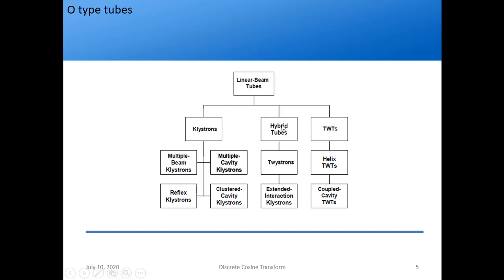Apart from this, we also have hybrid tubes. They are twistrons. If you see, this is a combination of a klystron and a TWT. We also have extended interaction klystrons. Again, these are not in the syllabus, so we'll not cover them. We'll only study multiple cavity klystron, reflex klystron, apart from two cavity klystron and these TWTs. These are also called O-type tubes.